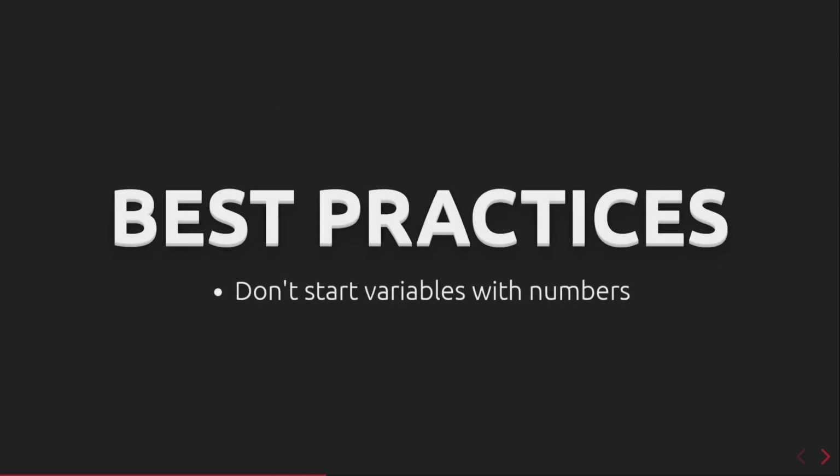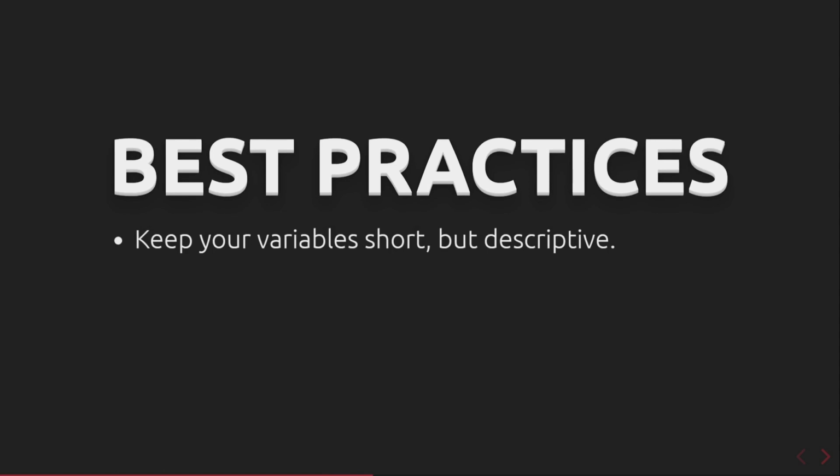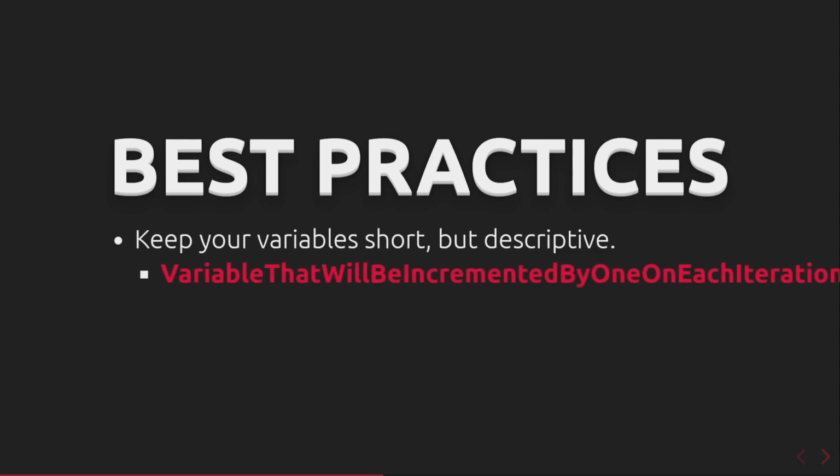Now, there are some best practices when it comes to variables. Firstly, don't start your variables with numbers. Second, keep your variable name short but descriptive. Don't say variable that will be incremented by 1 on each iteration of the loop. Also, don't say vs1. That is not very descriptive, and it is very difficult for whoever reads your code to try and figure out what that means. If you use a variable name that is too long, this can also cause an issue, as this will just jumble up the code with more words than needs to be there.